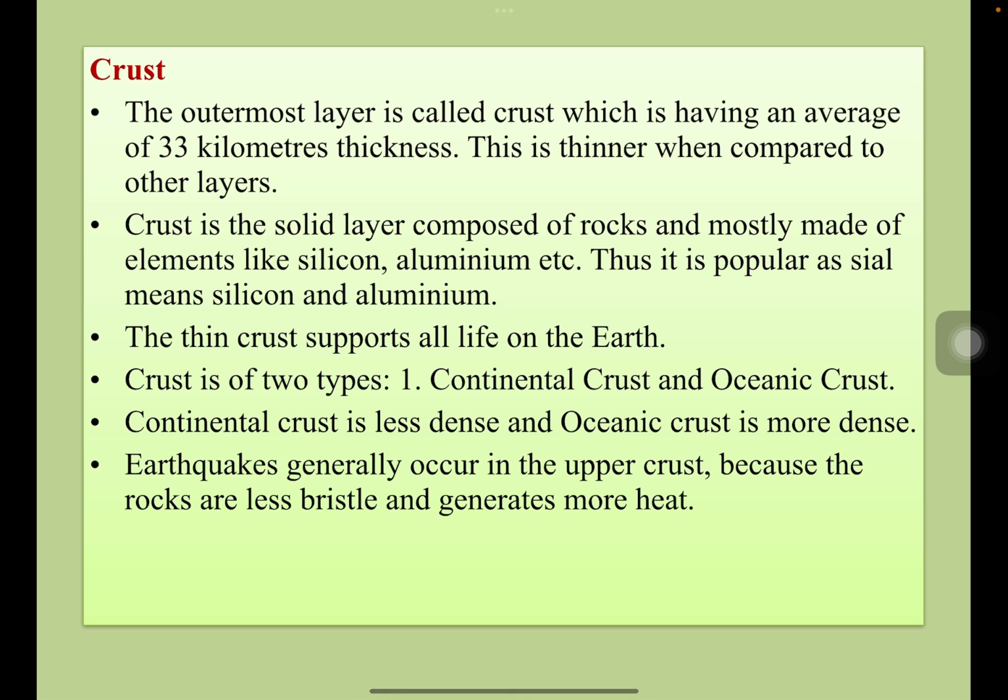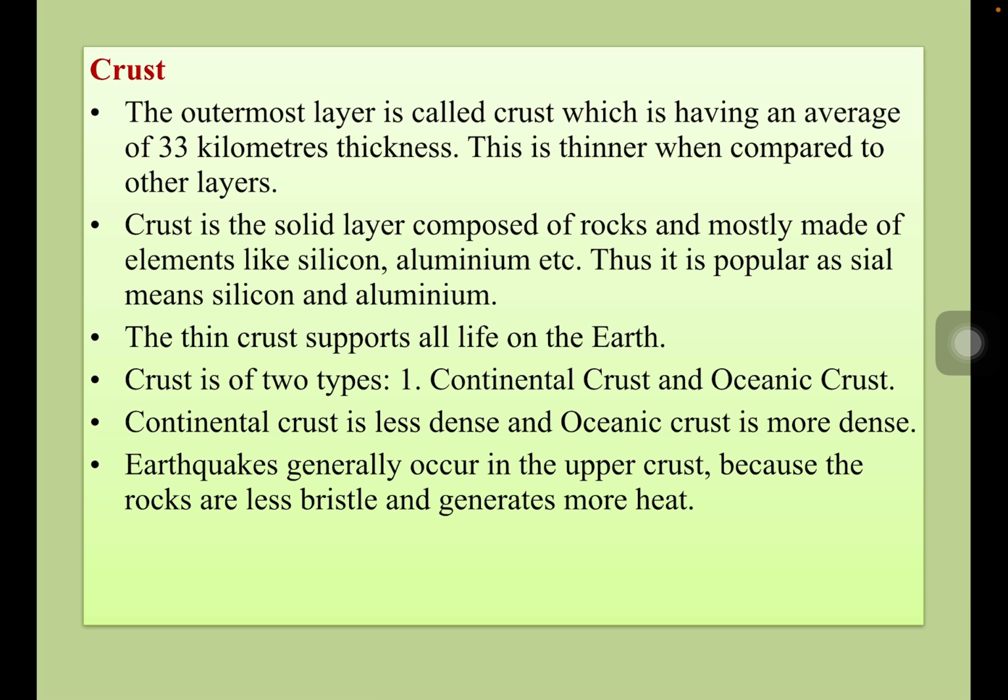Crust. The outermost layer is called crust, which has an average of 33 kilometers thickness. This is thinner when compared to the other layers. Crust is a solid layer composed of rocks and mostly made of elements like silicon, aluminum, etc. Thus, it is popular as Sial, meaning silicon and aluminum. The thin crust supports all life on the earth.